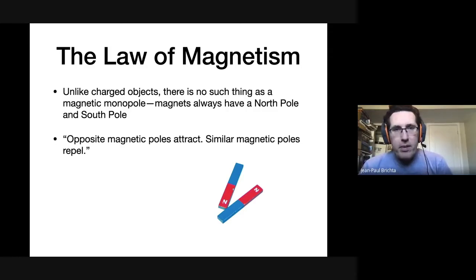This leads into the law of magnetism, which is that opposite magnetic poles attract, but similar magnetic poles, or same magnetic poles, repel. So if you see this little graphic here, I have the north pole of the uppermost magnet being attracted to the south pole of the lower magnet, right? So those are opposite magnetic poles and they attract.